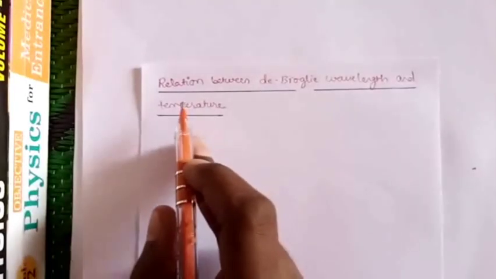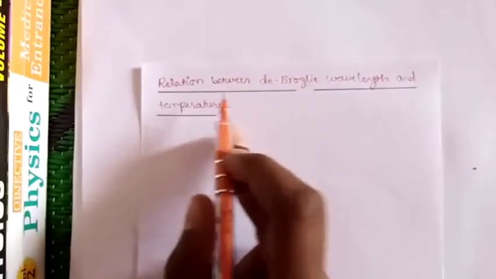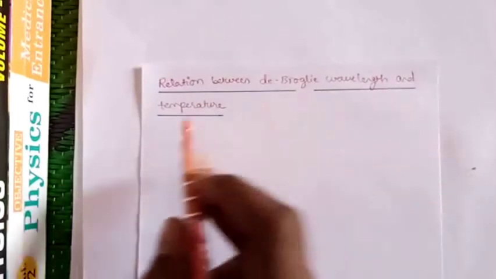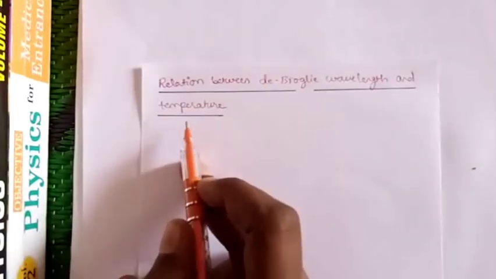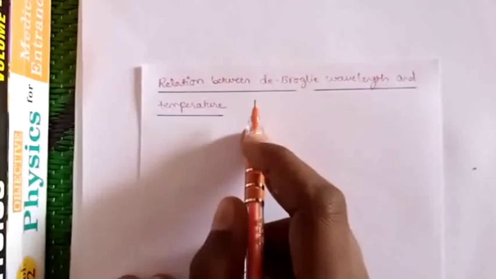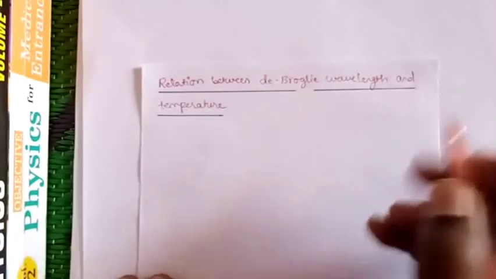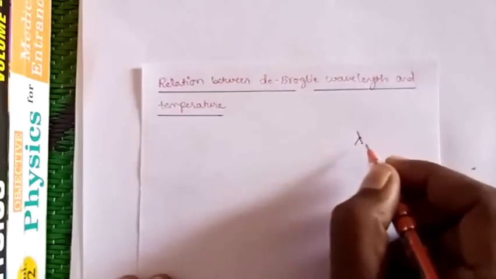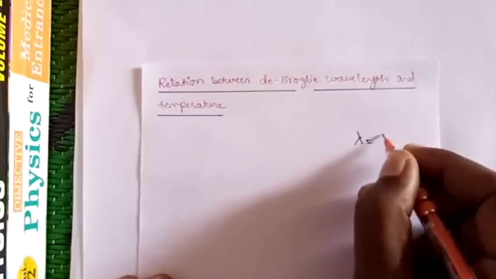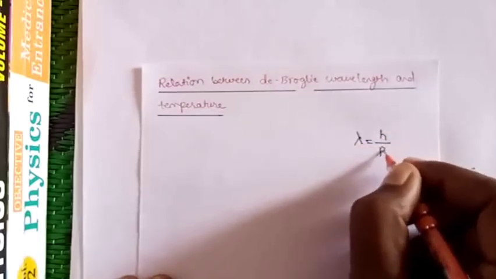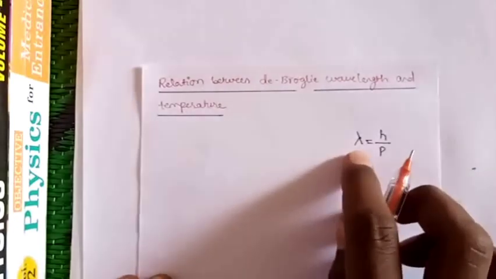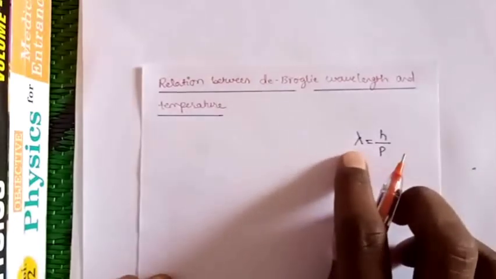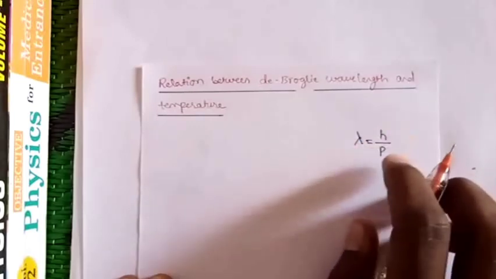In today's class, we are going to discuss the relation between de Broglie wavelength and temperature. Already you know the relation between de Broglie wavelength and momentum of the moving particle. That is lambda is equal to h by p. Then what is lambda here? It is the de Broglie wavelength associated with the moving particle.